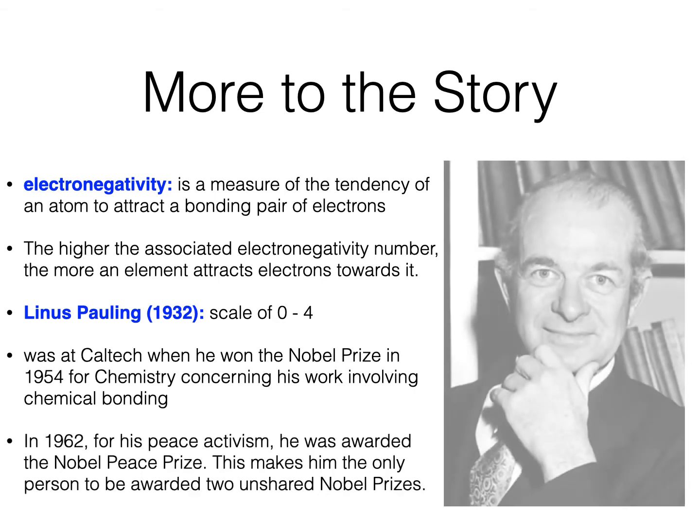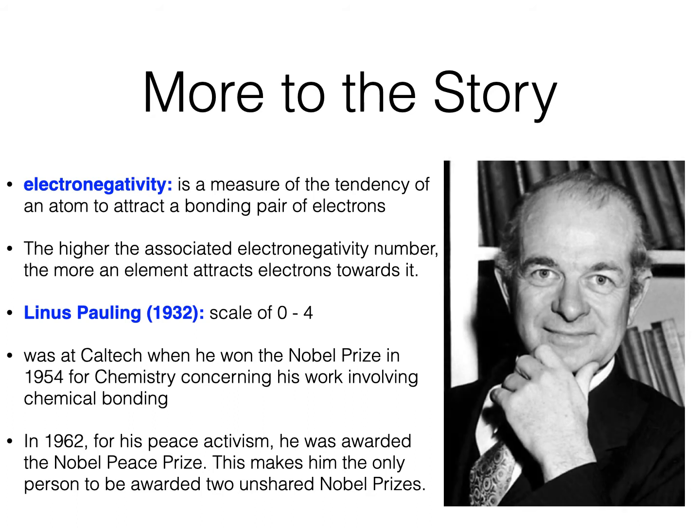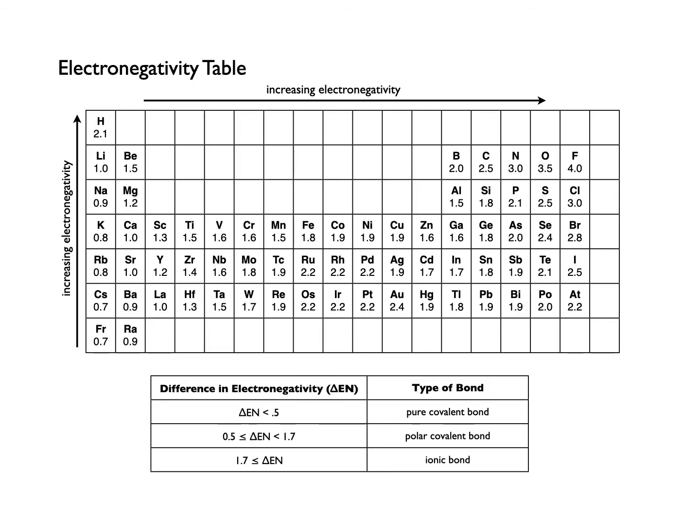And this rating system gives us a relative indicator of how much a particular element needs to pick up extra electrons. Here's the actual electronegativity table. You can see that the highest values are towards the right and upwards. So the upper right-hand corner, particularly nitrogen, oxygen, fluorine, and chlorine, have high electronegativities. That makes perfect sense.